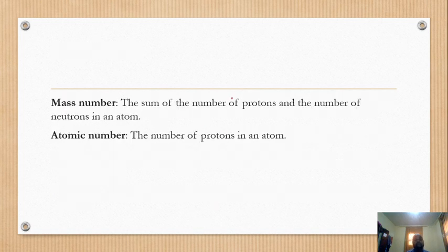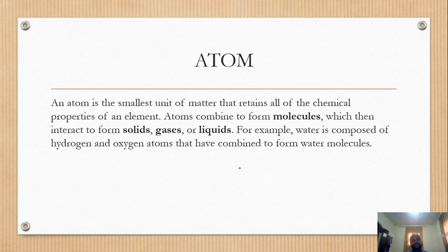Mass number, the sum of the number of protons and the number of neutrons in an atom. For mass number, you just add the number of protons of the atom and the number of neutrons in the atom. Atomic number, as I've just said, is the number of protons in an atom. The number of protons in an atom is called the atomic number.